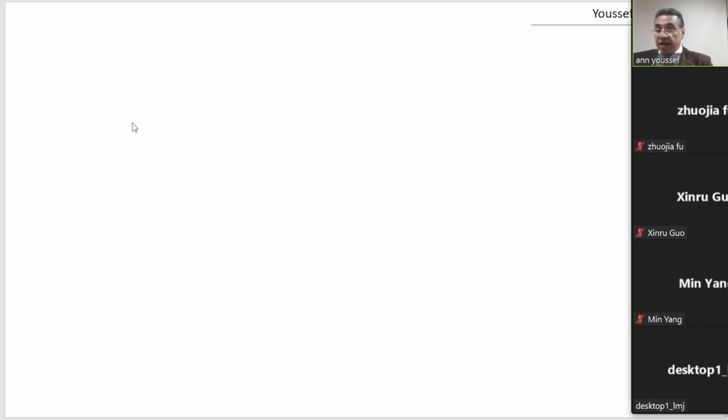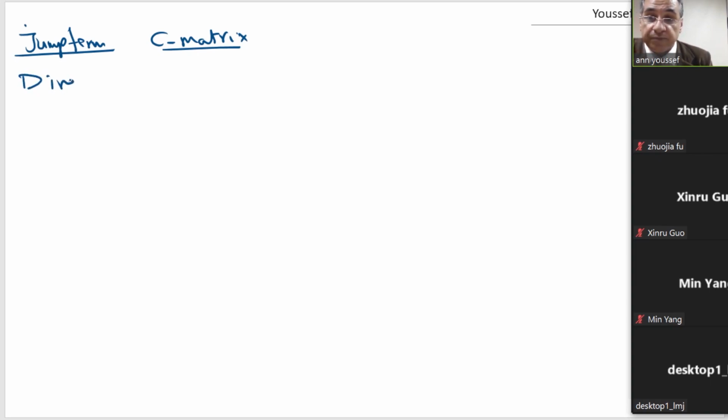Now we can start the second part of the lecture. In part 2, we will try to carry out what is called the jump term, or C matrix. Sometimes they call it the C matrix. What is the jump term? When we differentiate, we will take care of the direct formulation, and for simplicity now, we'll talk about the potential problem.